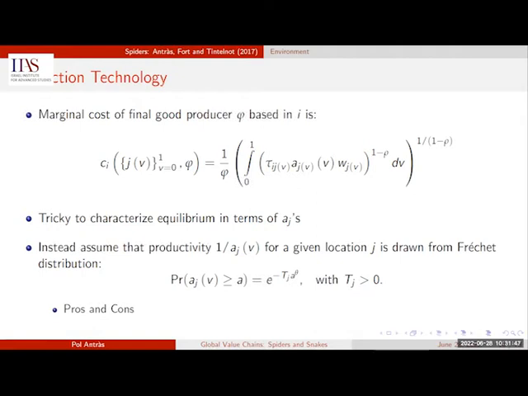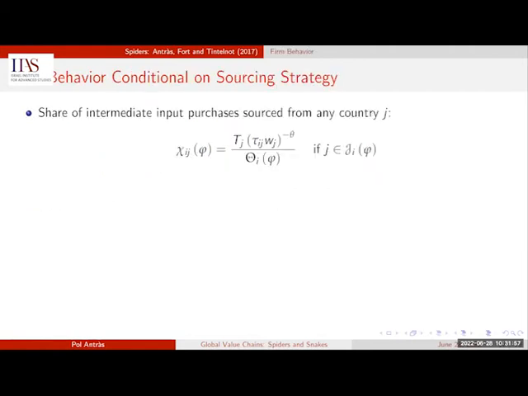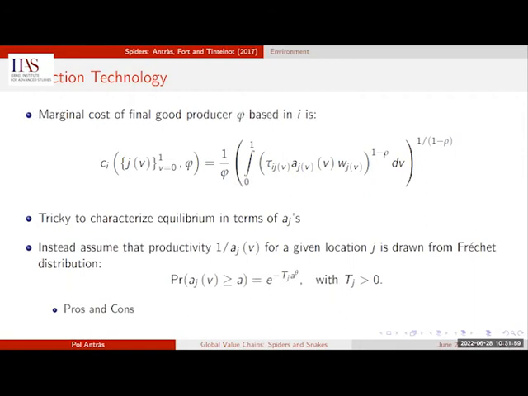And in this setting, even low technology countries are going to be particularly good at producing some inputs that some firms in the US are going to want to import, once they've invested in learning about the productivities of that country. Pros and cons. The pros: this is going to be tractable, and it's going to lead to very simple expressions for firm-level import volumes from various countries, conditional on having invested in importing from those countries.